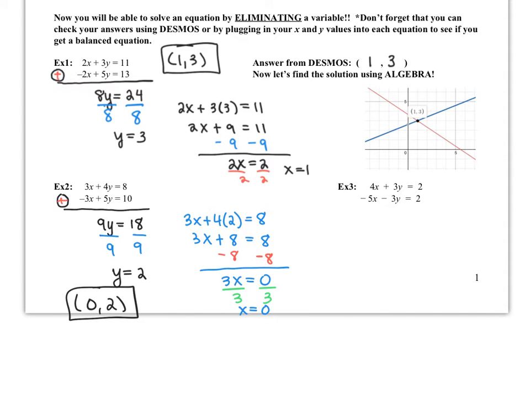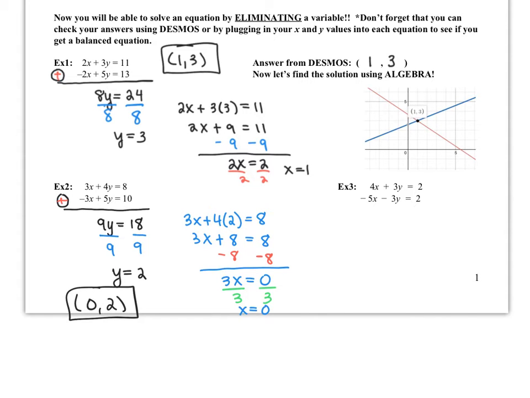I could check this by going to Desmos and graphing my two equations, and I should see that they intersect at the point 0, 2. Or I could replace x and y in both equations, x with 0, y with 2, and see if it works. So 3 times 0 is 0, 4 times 2 is 8, 0 plus 8 is 8, so it's a solution to the first equation. Negative 3 times 0 is 0, 5 times 2 is 10, 0 plus 10 is 10, so it's also a solution to the second equation.